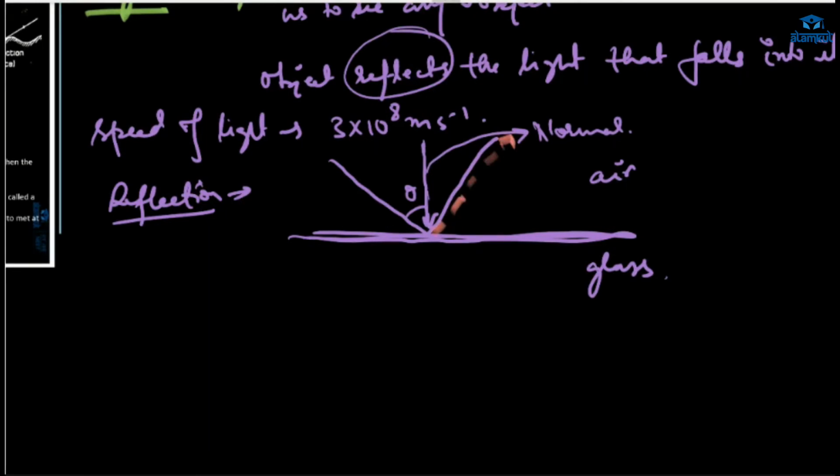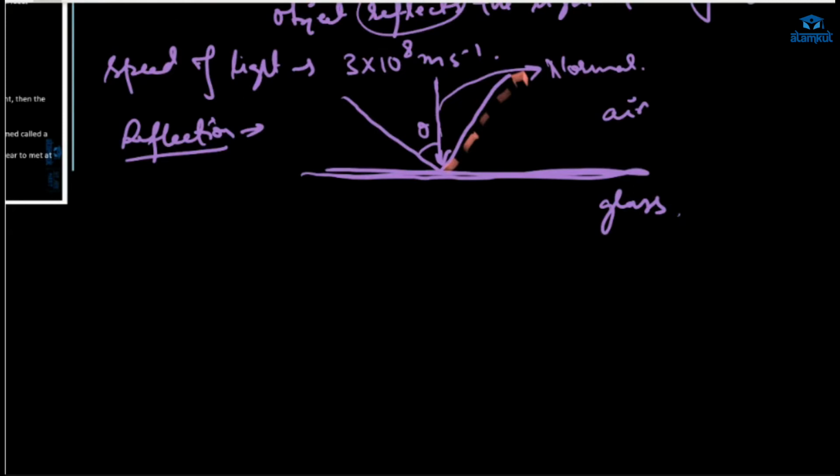This is called reflection. The phenomenon of bouncing back of the light ray in the same medium on striking a smooth surface is called the reflection of light. In this diagram, this is our surface, this is the normal, and this is the light ray falling onto the surface, forming some angle with the normal, and bouncing back to the same medium. This angle is called the angle of reflection.